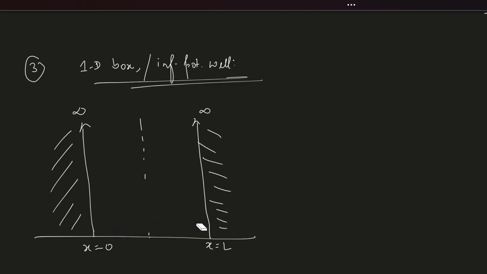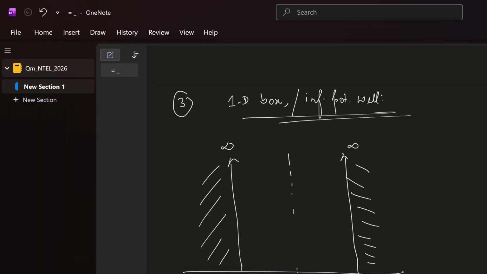Okay, someone has joined. Actually we are already in the middle of solving this assignment, so I'll continue where I am.